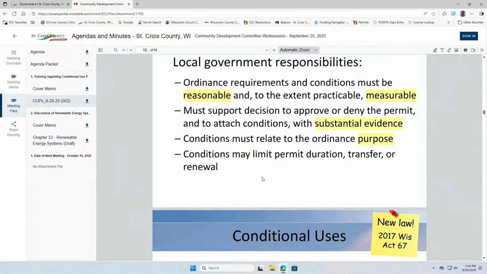What Act 67 did say is that you must use substantial evidence to determine what conditions are reasonable. So you can see reasonable is kind of a big gray area. Substantial evidence is a big gray area. But again, going back, the conditions must relate to the ordinance purpose. So that's where that's tying in. That's still your grounds for any kind of conditions or denial for that matter.